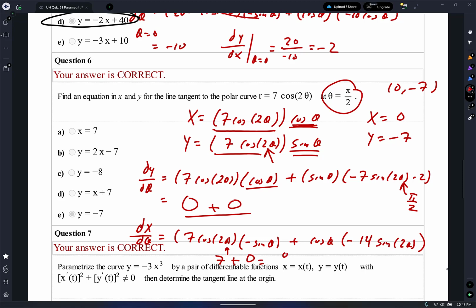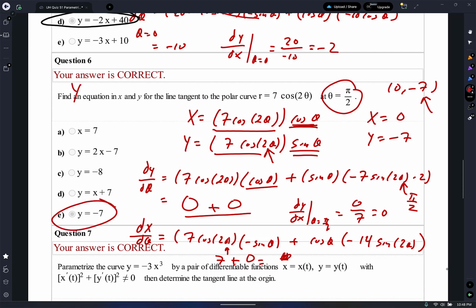I get a 7. So 0 divided by 7. So my dy dx at theta equals pi over 2 looks like 0 over 7, so it's 0. So I have a horizontal tangent. So there it is. So it's just going to be my y value, whatever that is. So y equals negative 7.